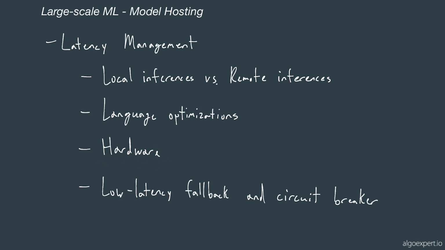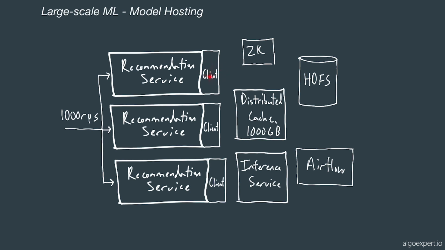After we've settled on which hardware we want to use, we now need to look at the worst-case scenarios. So we also want low-latency fallbacks and circuit breakers. In this case, if some call from this client to the distributed cache or the client to the inference service takes too long above some threshold, then we should be able to return to the user some low latency recommendation. This could be recommending the most popular products, or it could be something a little bit more personalized. In general, though, it should be pretty fast.